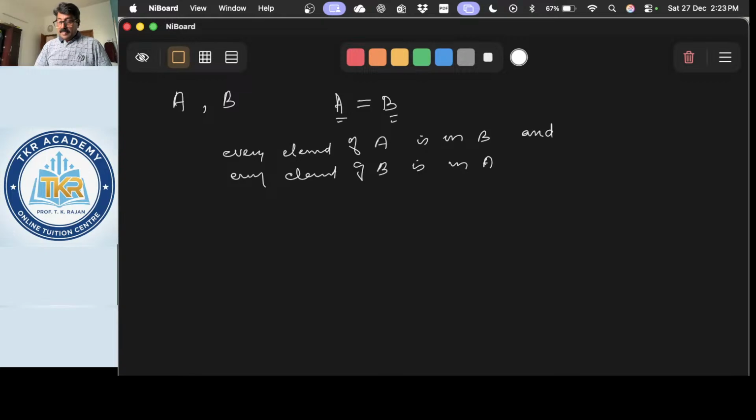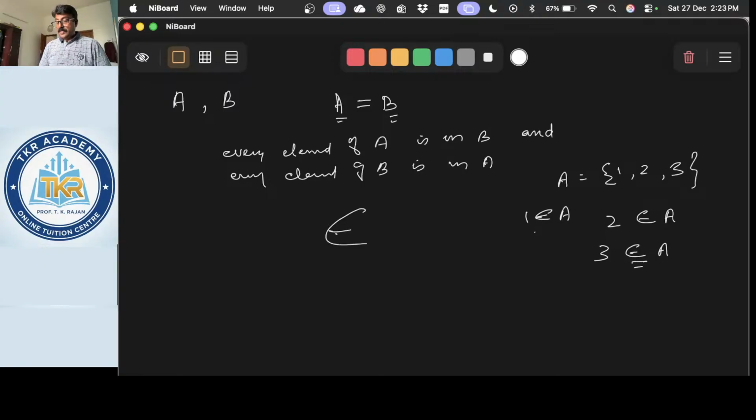Now mathematically, how do you show an element? Suppose A is equal to the set {1, 2, 3}. Here 1, 2, 3 are the elements of A. So 1 is an element of A, we write like this. 2 is an element of A, we write like this. Similarly, 3 is an element of A. This is the symbol that we use: element of.